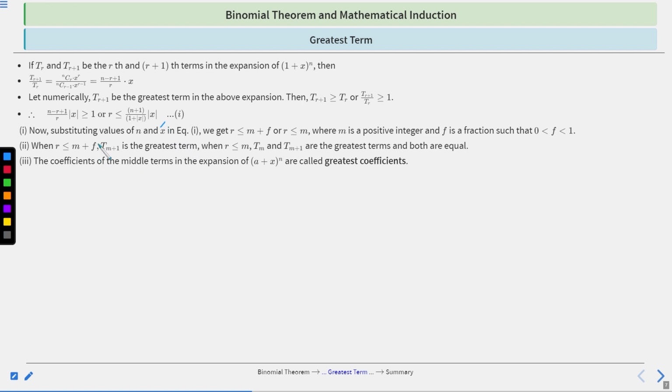Clear? Now substituting the value of n and x in equation 1, we get m plus f for r, where m is a positive integer and f is a fraction, such that f is between 0 and 1. When r is less than or equal to m plus f, then T(m+1) is the greatest term. Where r is equal to m, T(m) and T(m+1) are the greatest terms and both are equal. The coefficients of the middle term in the expansion of (a+x)^n are called greatest coefficients.